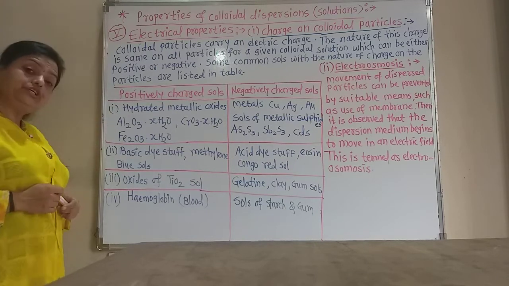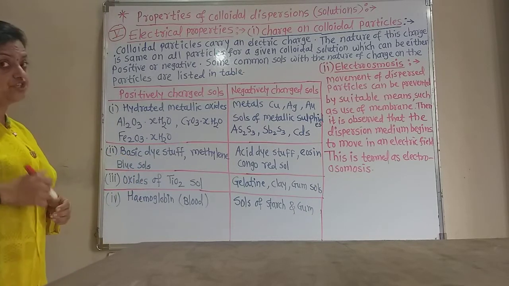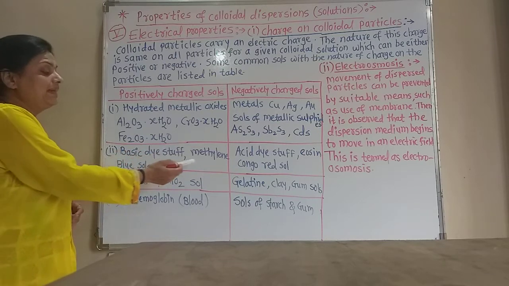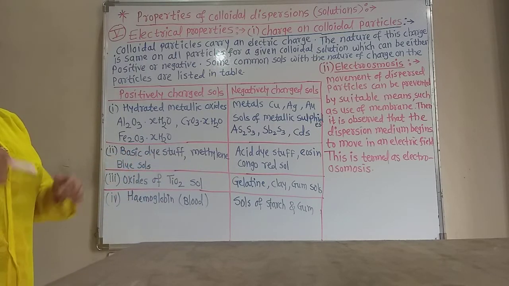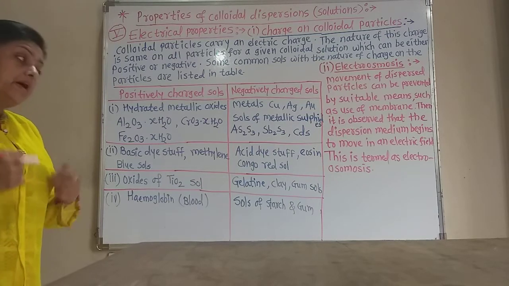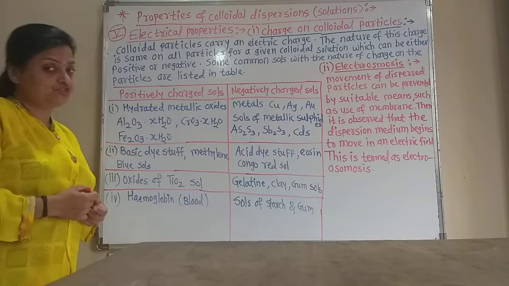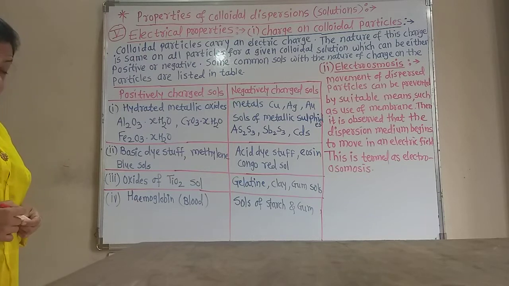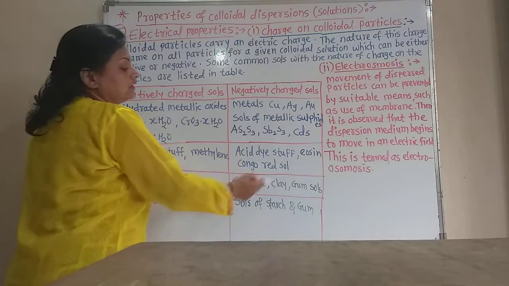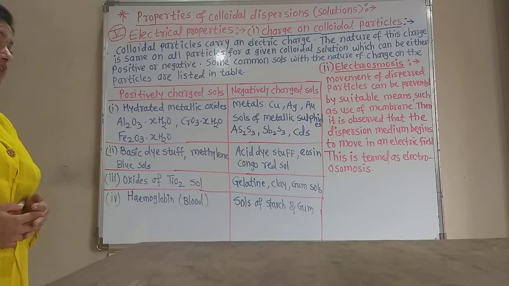Again, which are the positively charged salts? The basic dyes, the color matter which are basic, and the methylene blue salt also carry positively charged colloidal particles. But the acidic dyes, such as eosin, that is also a color compound, and Congo red salt, all these carry the negative charge on their dispersed phase particles.